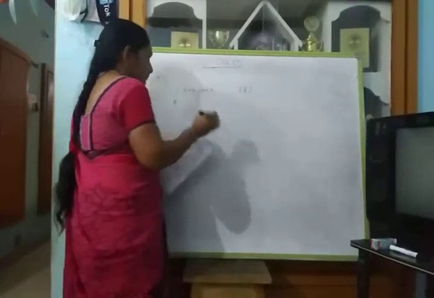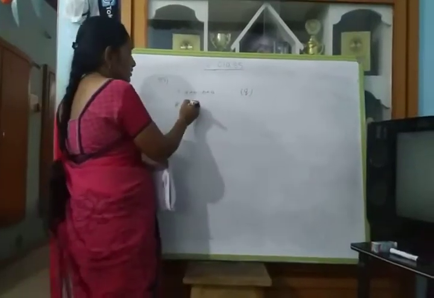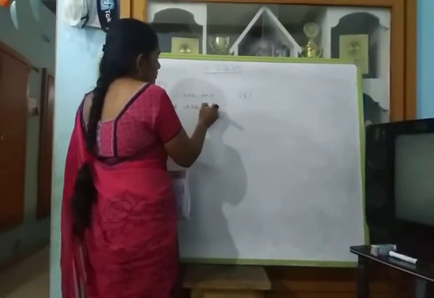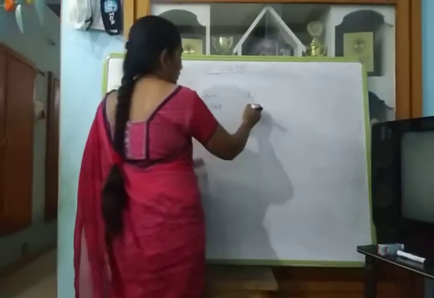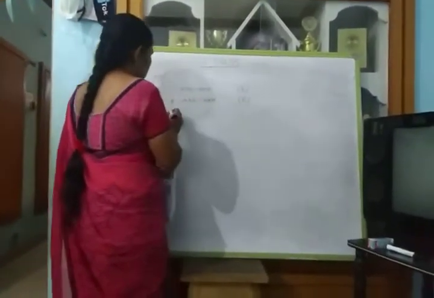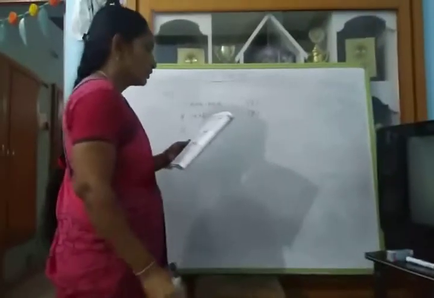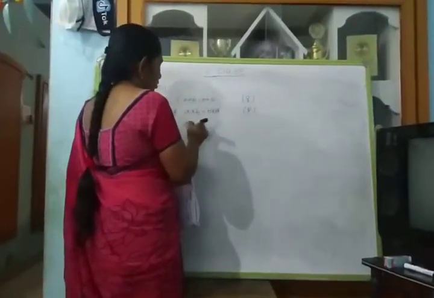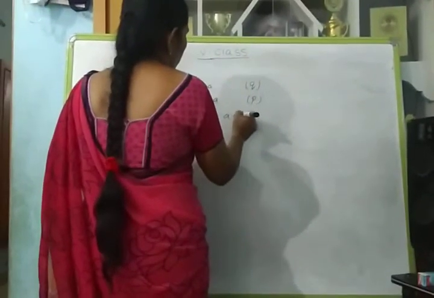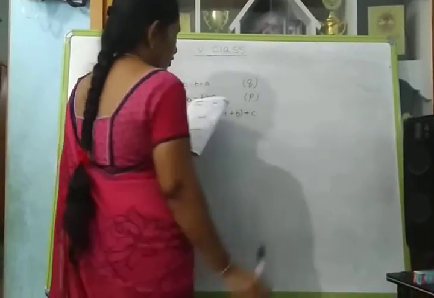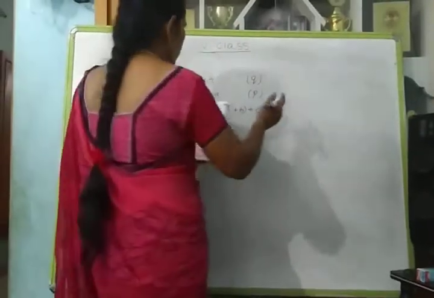Next, the second one. A into b is equal to b into a. This is also which property? Commutative property under multiplication. P. Third one: a plus of b plus c is equal to a plus b plus c. This is which property? Associative property.